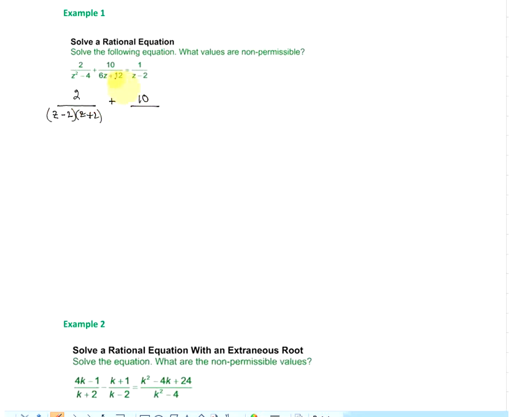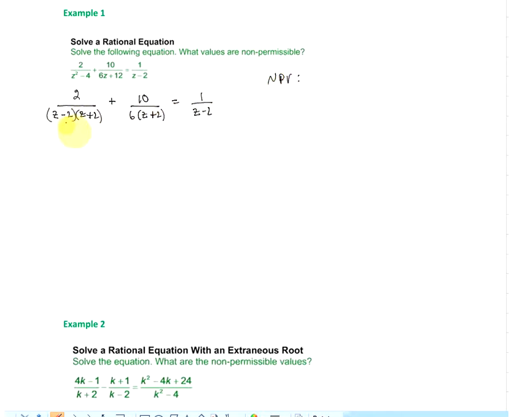plus 10 over. We have a common factor of 6 in the denominators here, so we're going to take that out. We're left with z plus 2, and that's equal to 1 over z minus 2. All right, and as you can see, you can't factor that one. Okay, so we can do our non-permissible values right now.